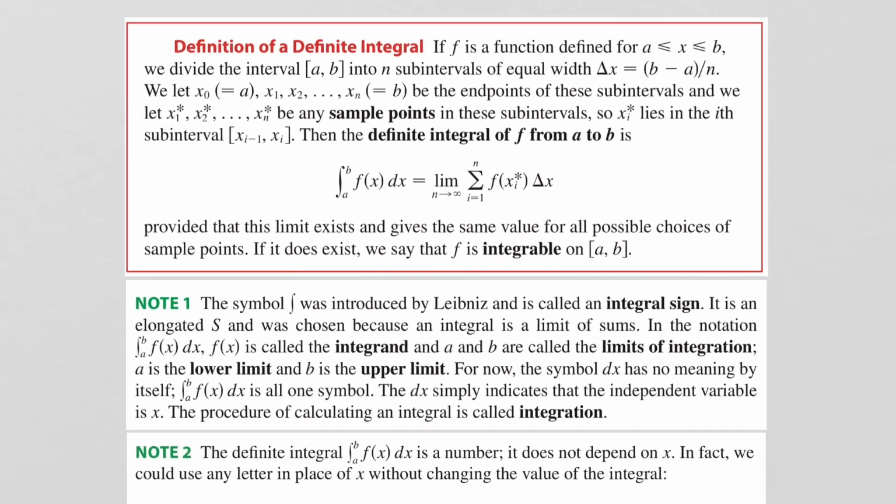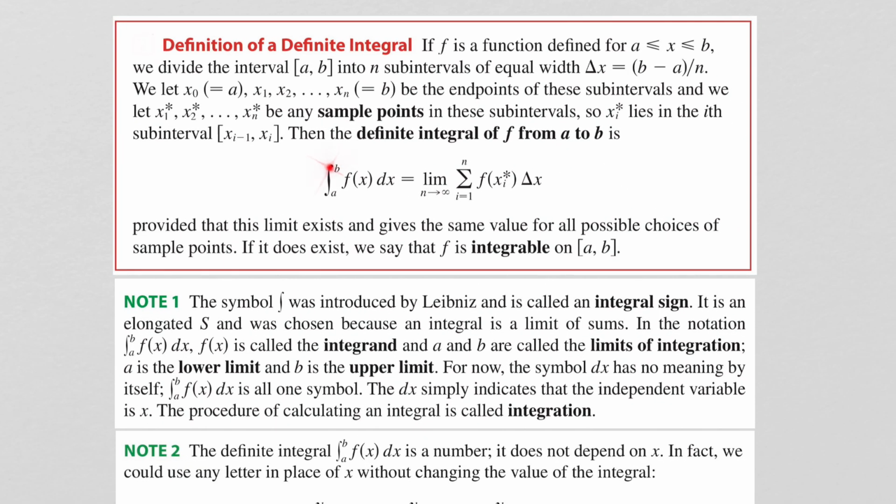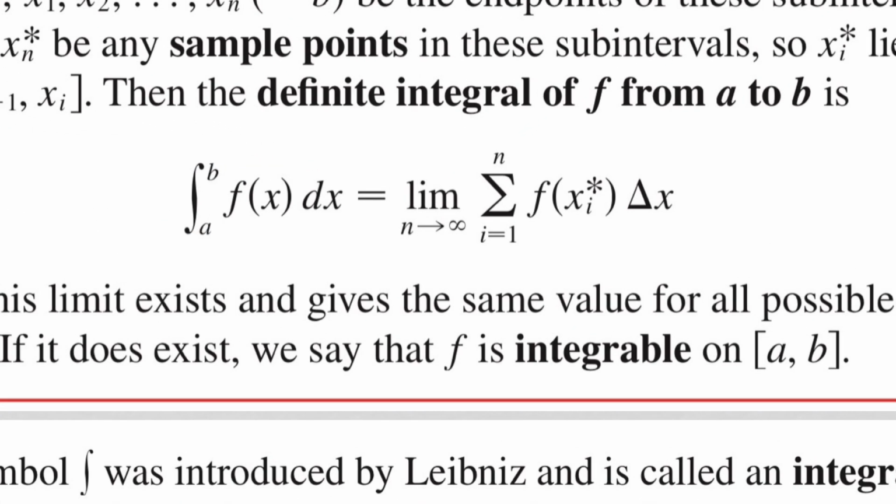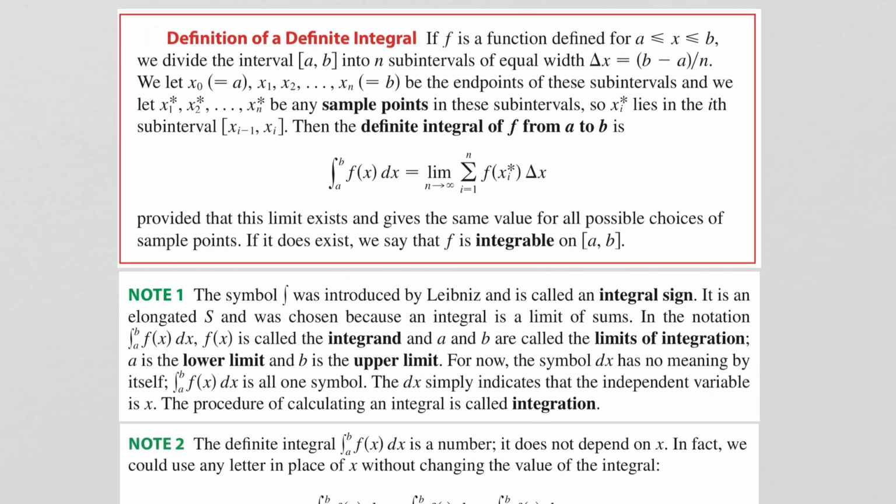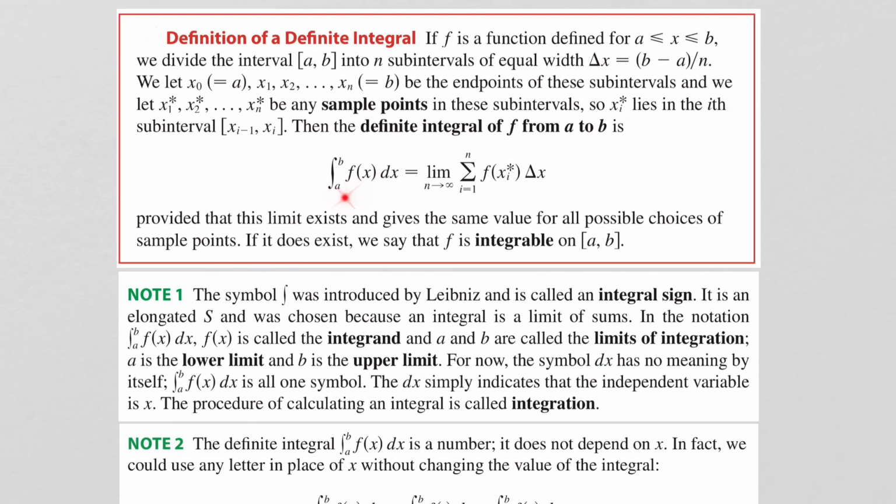Now, the notation for a definite integral is this symbol here. We use this elongated s, and then we put the limits a and b at the lower and upper ends of this symbol. So to read this, we would say we are taking the integral from a to b of the function f of x with respect to the variable x. And so the definite integral of a function from a to b represents the area under the curve from a to b.